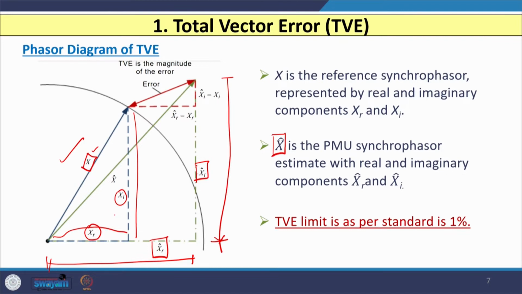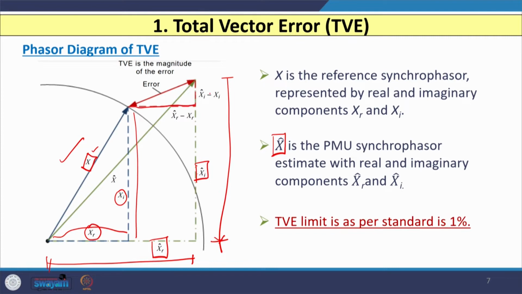So, xi hat and xi, then you will get the error in the imaginary term. Finally, you will get the error in the real part, that is xr hat minus xr, and the error in the imaginary part, that is xi hat minus xi. If you combine these, you will have the error known as total vector error, and the limit of this total vector error as per the standards is 1%.